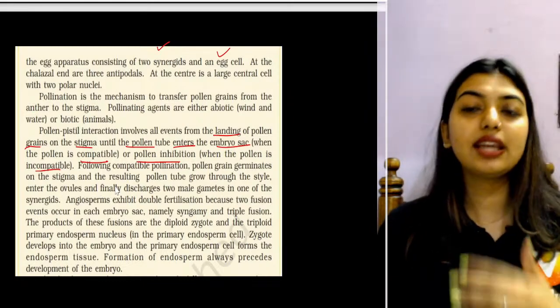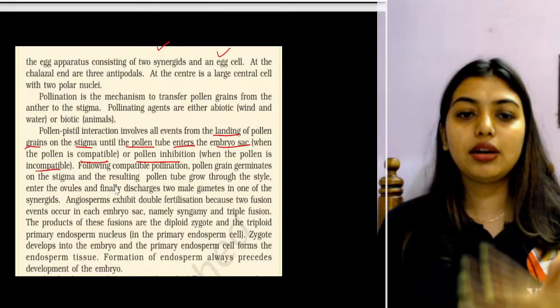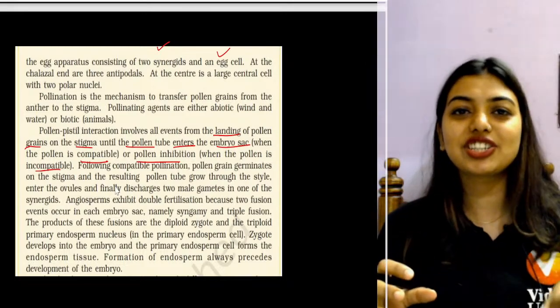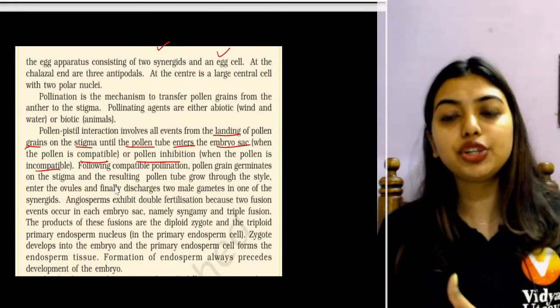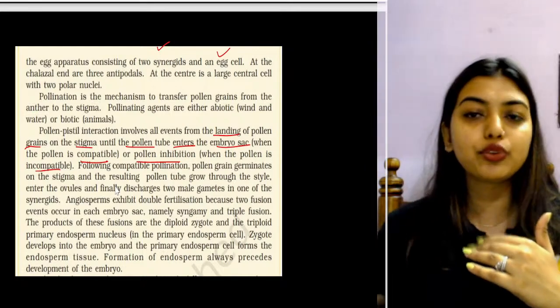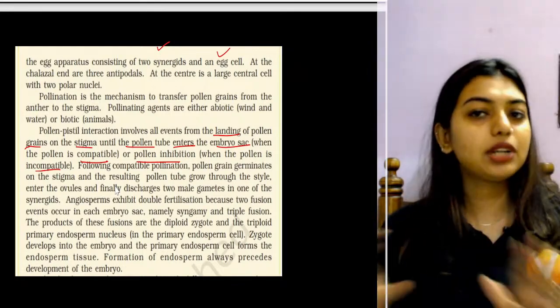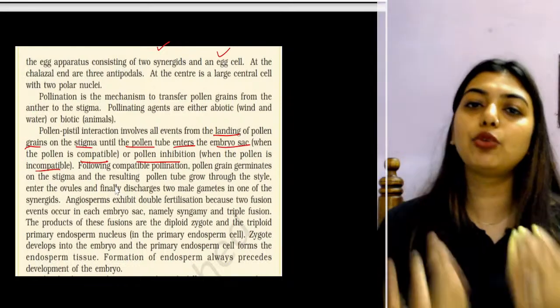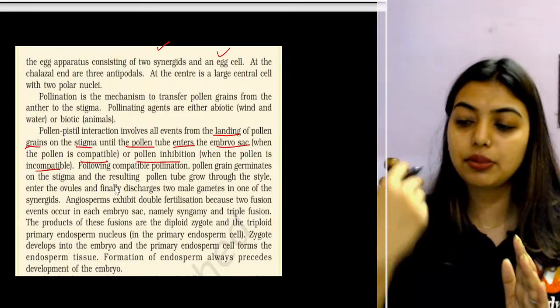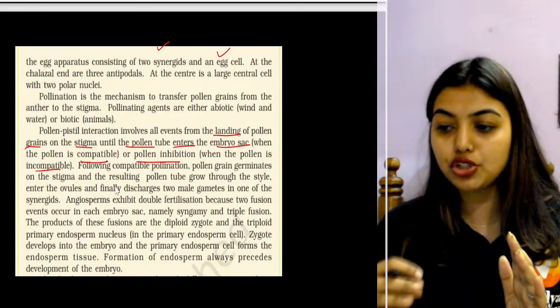Just like this guy, wrong type, rejected piece. So like that, rejection will happen. The right type will continue to develop, continue to have a good future. The wrong types will get rejected by the earth itself. Same way, even in pollen-pistil interaction, the right one will be allowed to germinate and form the pollen tube.